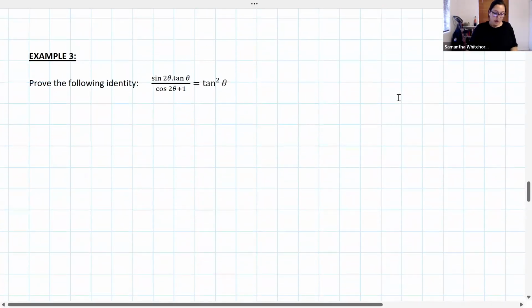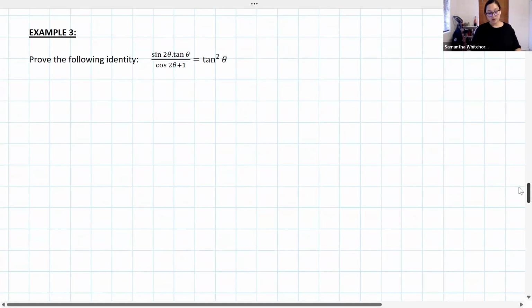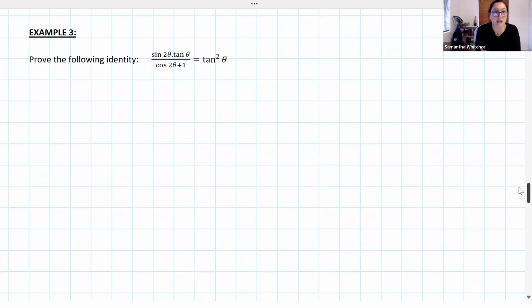Okay. So we have got, prove the following identity: sine 2 theta times tan theta divided by cos 2 theta plus 1 equals tan squared theta. Lots going on. Firstly, remember that when you prove an identity, you don't work with it as an equation. You pick one side to work with, either your left-hand side or your right-hand side. Essentially, what you're trying to prove is that it is actually equal. So you cannot work with it as an equation because then you're assuming that it's equal. So you pick a side to work with.